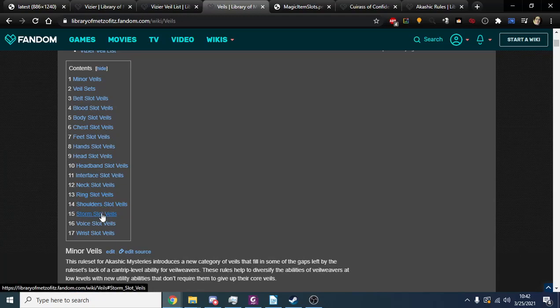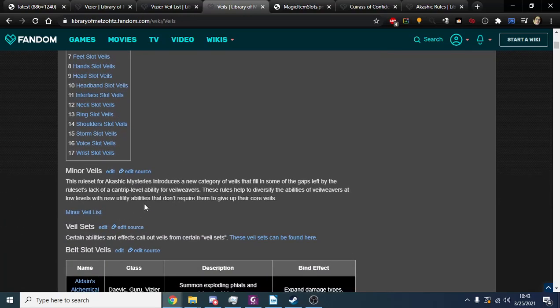There is the storm slot, which is the slot for storm bounds, which is a very interesting veil slot, because storms don't work quite like other veils. And they are very deadly to the user unless you have some kind of ability to protect against them. And finally, we have the voice slot, which is the slot for the Fisher King, which I mentioned earlier.